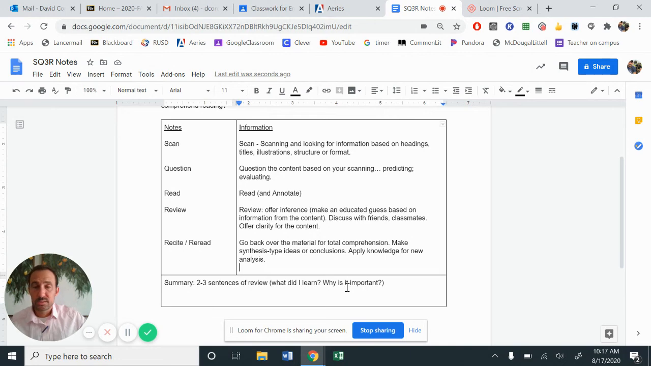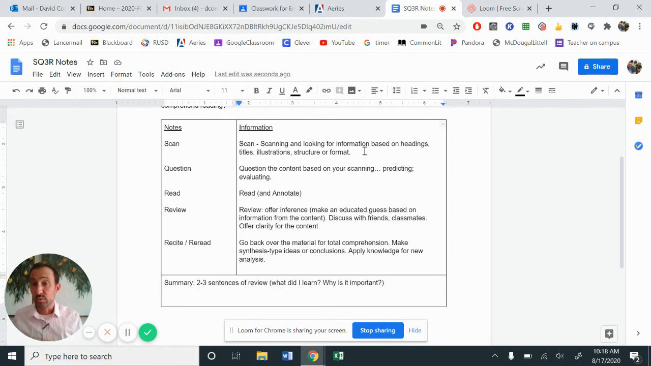So at this moment in time, we have SQ3R. SQ3R, so we've got scan. You review your work, you look over it, you understand what's happening based upon headings, titles, illustrations, how long it is. Most people pick up a book and then they see, it's 300 or 400 pages. And they're like, oh, I don't want that book, right?